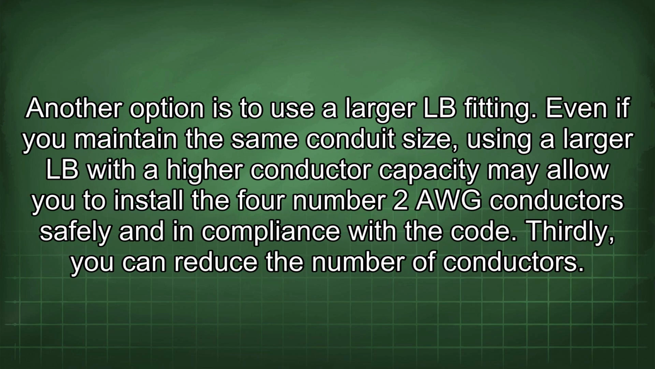Another option is to use a larger LB fitting. Even if you maintain the same conduit size, using a larger LB with a higher conductor capacity may allow you to install the 4 number 2 AWG conductors safely and in compliance with the code. Thirdly, you can reduce the number of conductors.